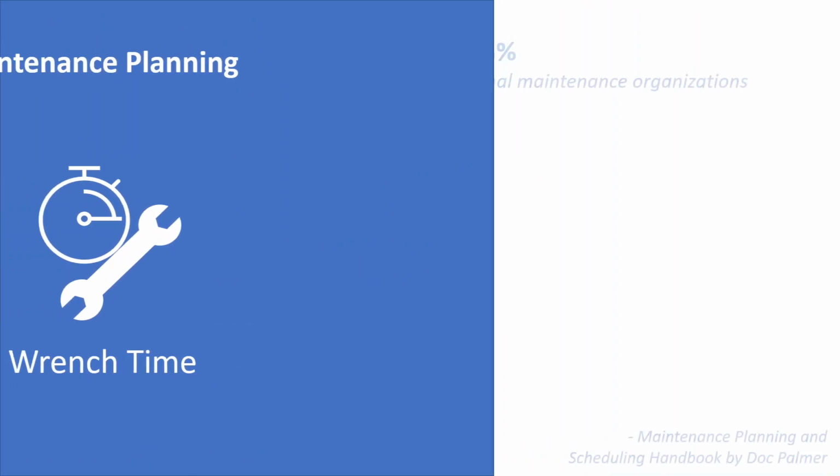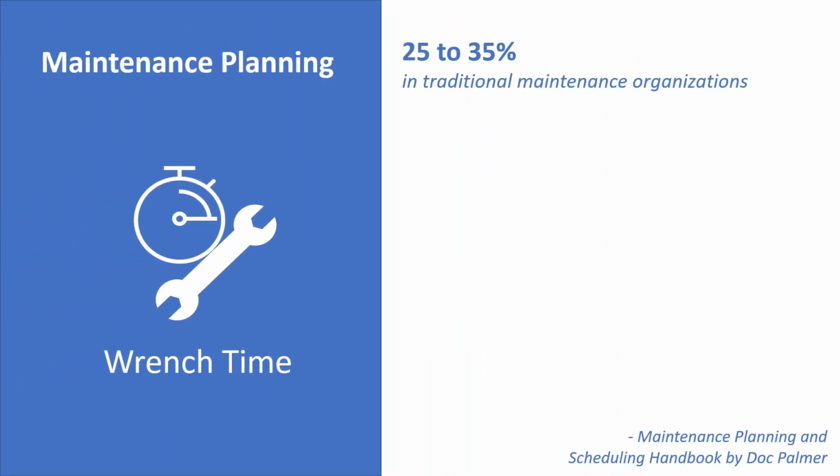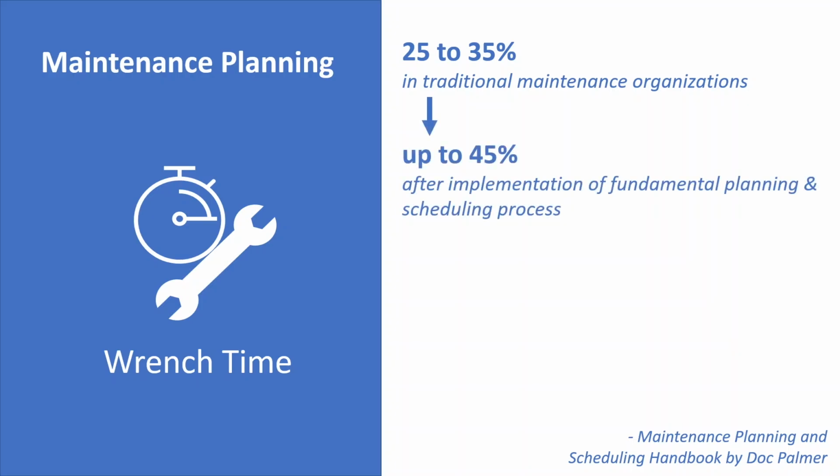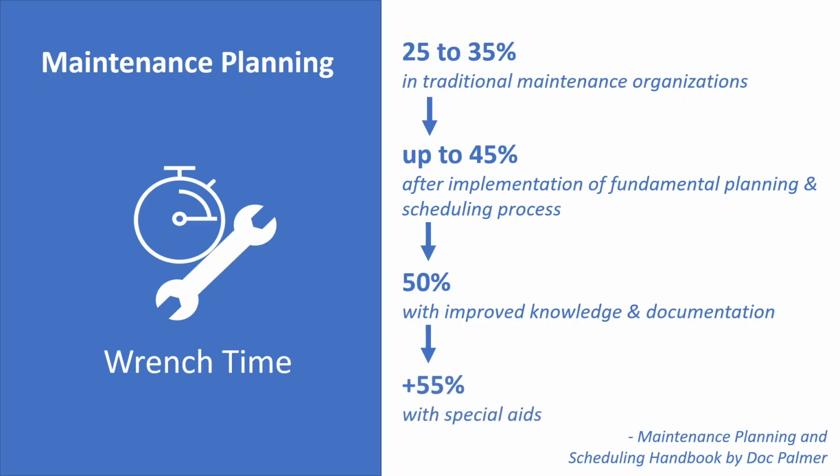As per industry experts, implementing a fundamental maintenance planning and scheduling process increases the wrench time up to 45%. Then, as the documented knowledge and information of the planning and scheduling section increases, wrench time reaches 50%. And with special aids like implementing sophisticated stores and tool rooms or digitizing processes, wrench time can exceed 55%.